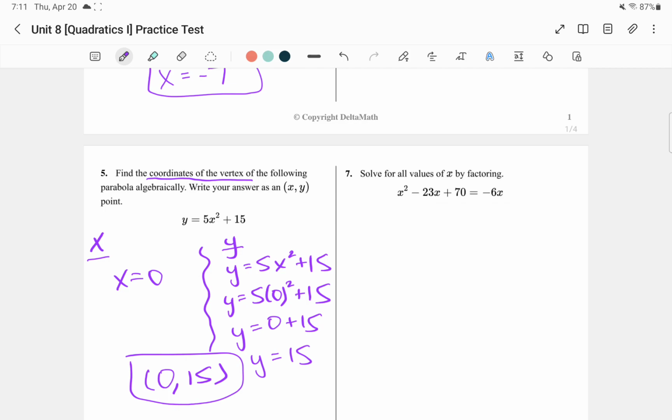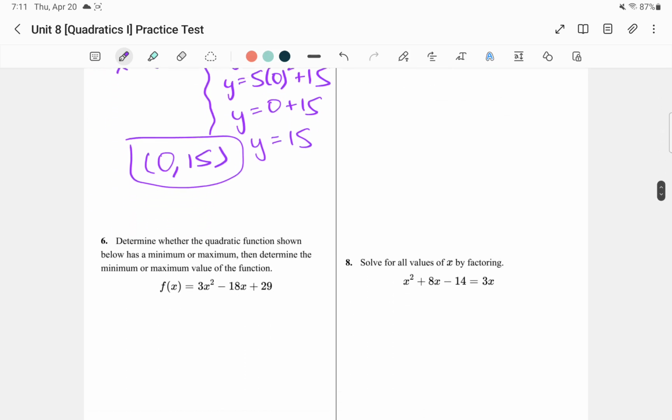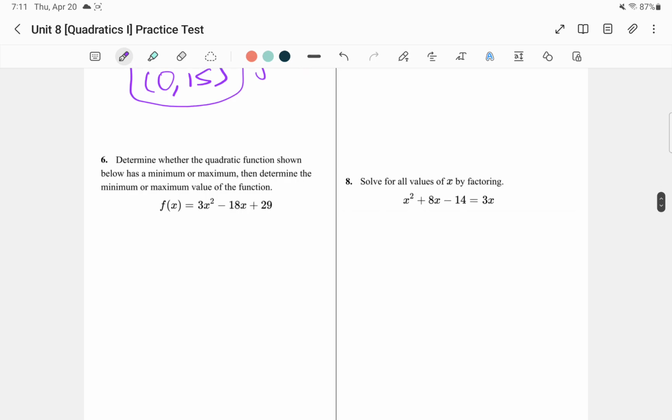All right, let's go down to number 6. This one looks like the ones we've been doing. So we're going to go ahead and split up into x and y. And let's think about it. Is it going to be a maximum or minimum? Because this number in front of the x², which is our a, because a is positive, right? It's going to look like this.